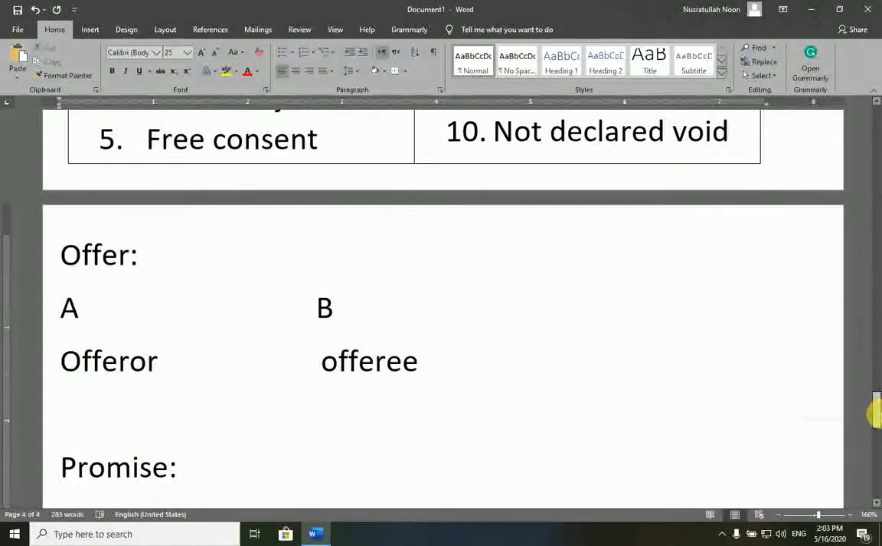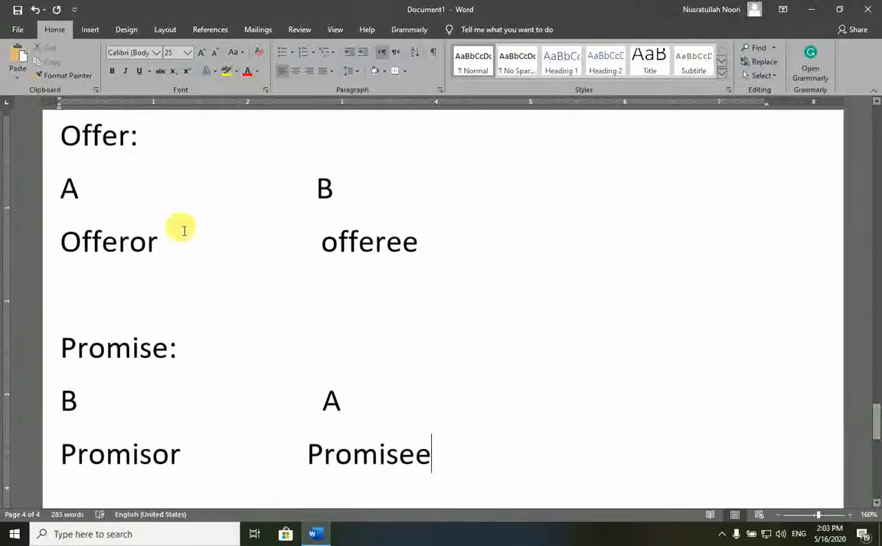So if you look at the above example here, an offer was made by Ahmad to Bilal. So Ahmad was offerer, Bilal was offeree. Now Bilal has accepted the offer, so this offer becomes a promise. Now Bilal is promiser. Before he was offeree, now he is promiser, and Ahmad is promisee, right? So hope it's clear now, and this was very important that I should have mentioned.